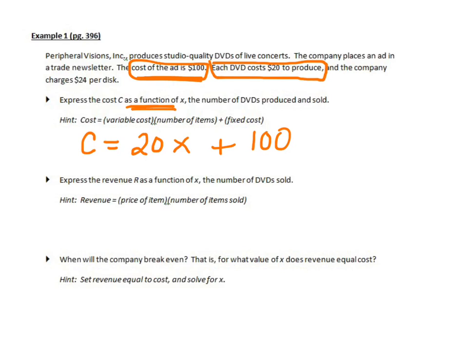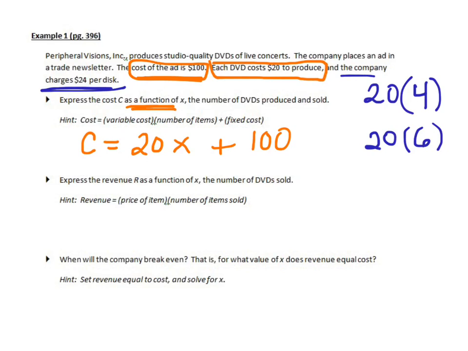So think about if you produced 4 DVDs, then you'd have $80 in cost to produce those. Whereas if you had 6 DVDs that were produced, then that would give you $120 worth of costs. But that cost of the ad would still be $100 regardless. And then you have a final number here. The company charges $24 per disc. So this is not a cost to the company. This is what they're charging people who are going to purchase these DVDs.